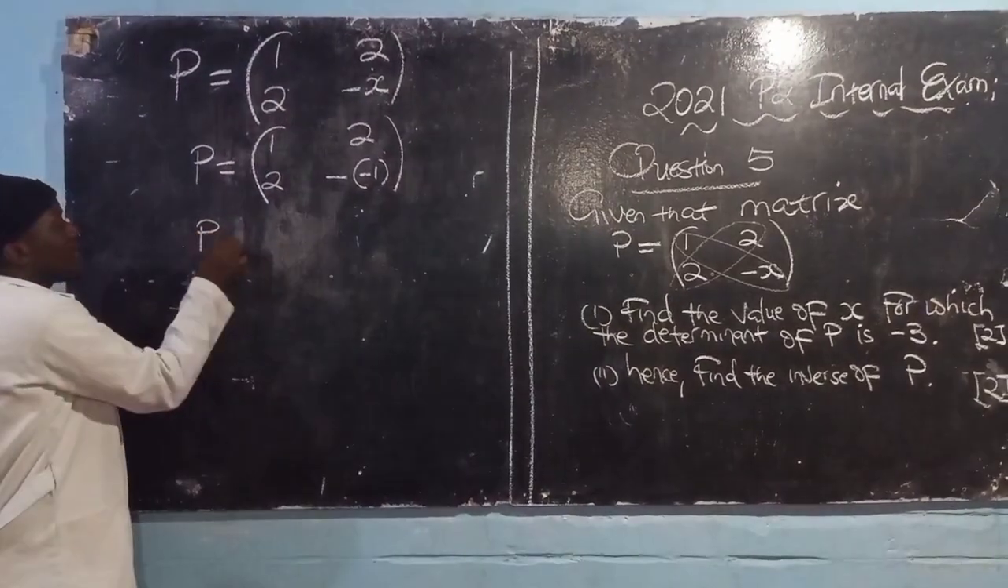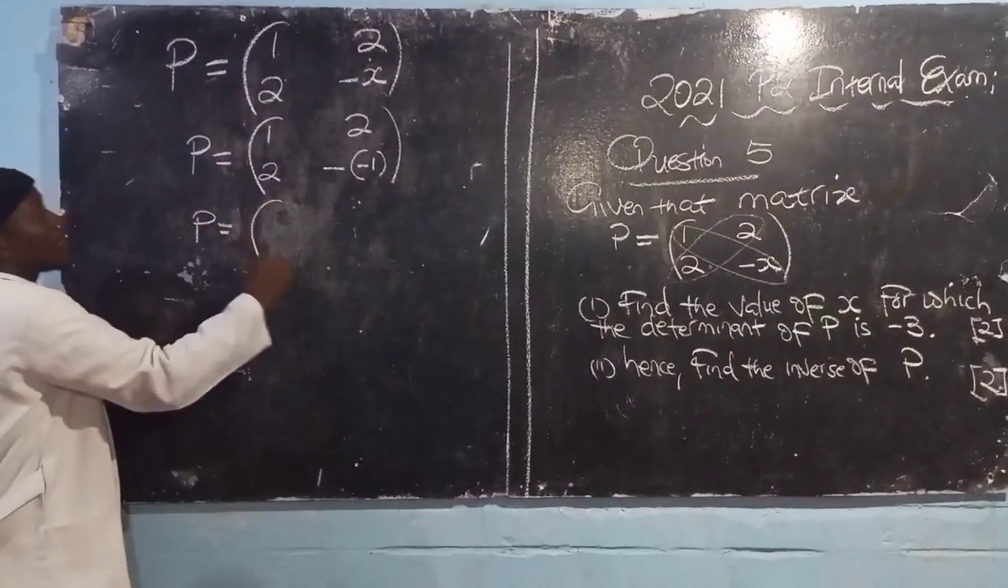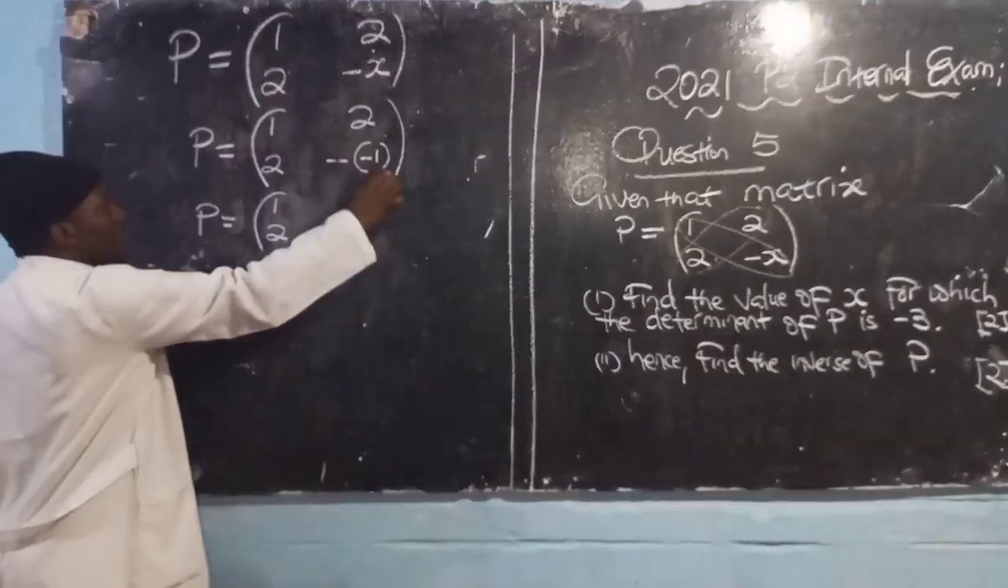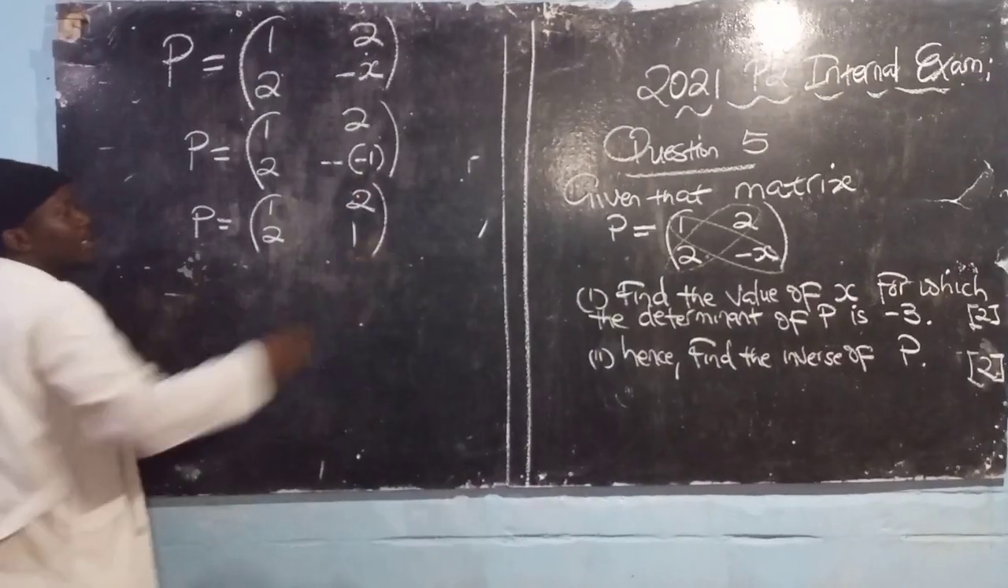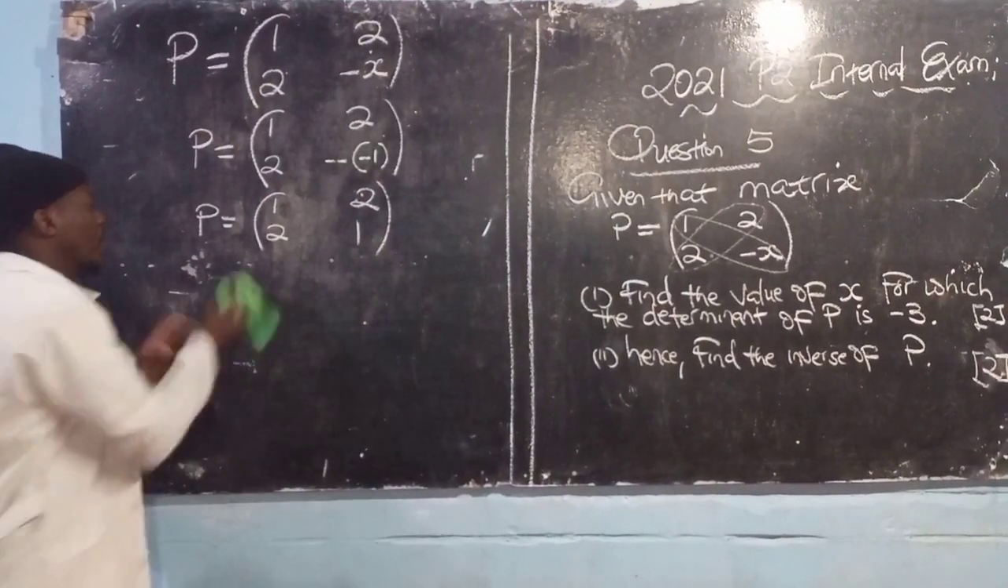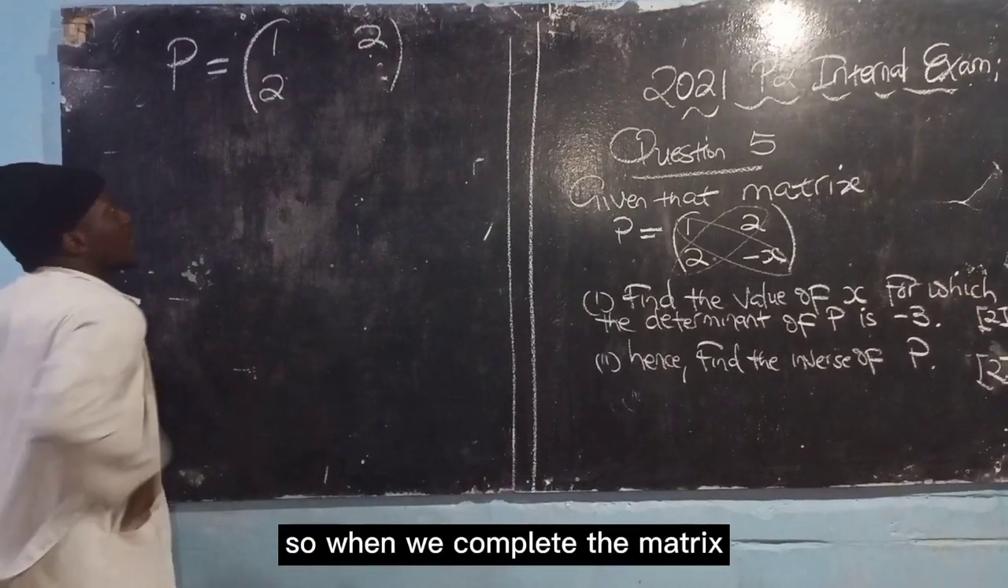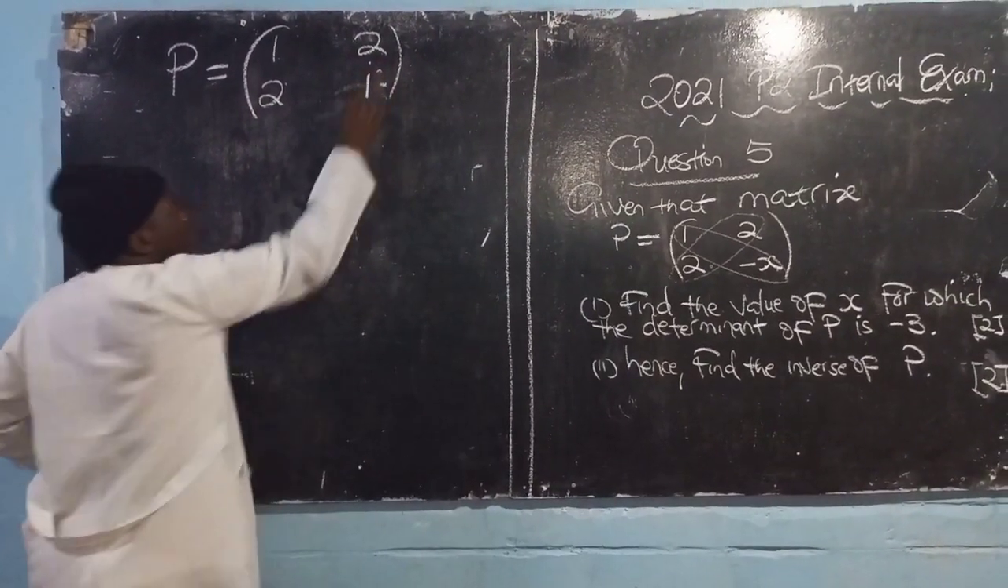So I'm going to find that this is matrix P, which is 1, then 2, then 2, and negative times negative is positive. So this is how the matrix is supposed to be found. When we complete the matrix, this is going to be positive 1.